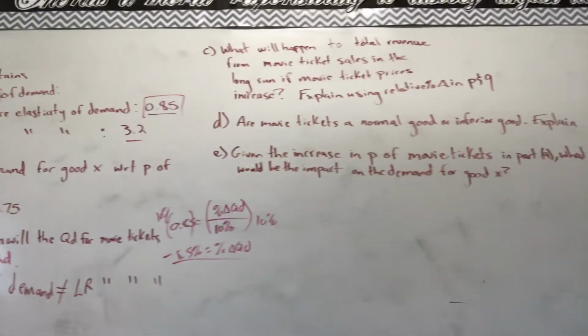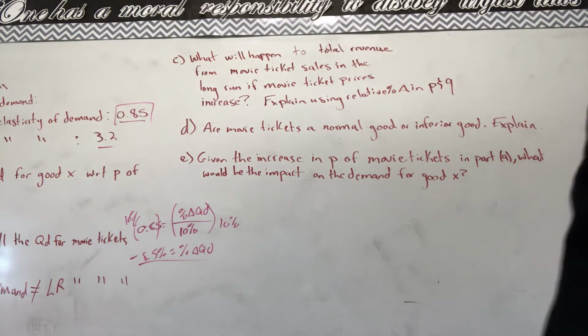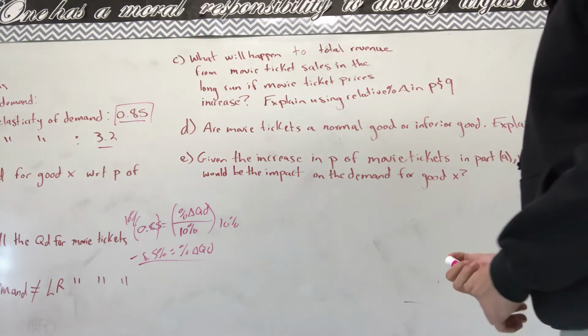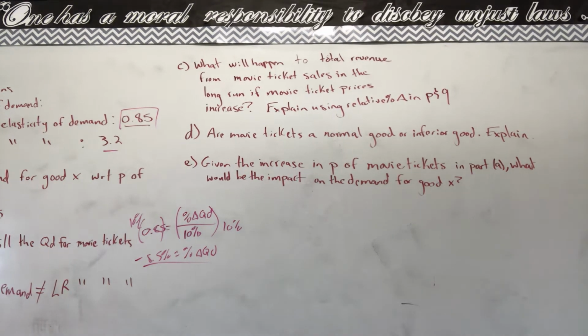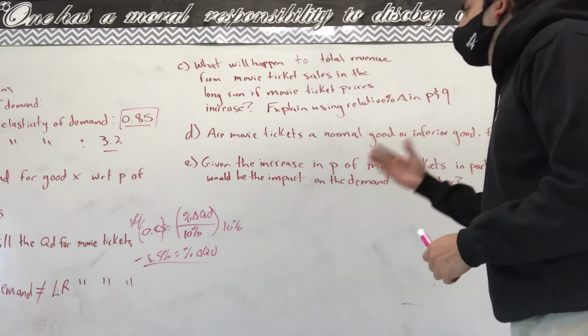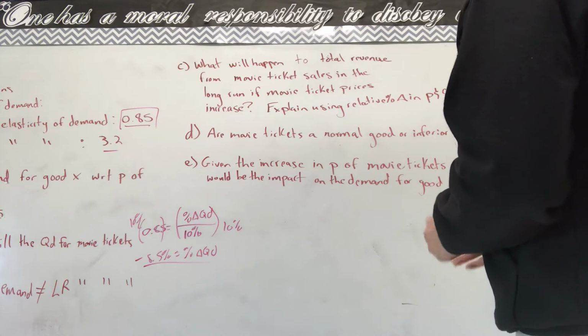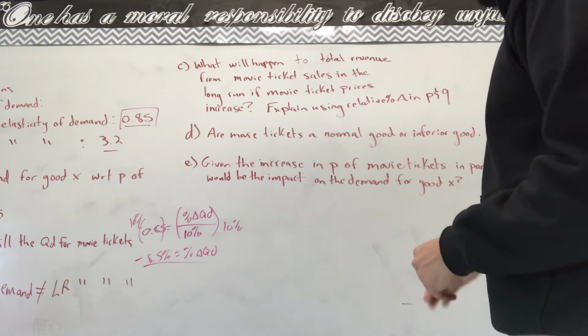And then for C, it says, what will happen to total revenue for movie ticket sales in the long run if movie ticket prices increase? Well, we've talked about this too, right? Producers have an incentive to raise the price of more inelastic goods and make more revenue. And we can see right here that 3.2 is reflective of a very elastic demand curve. So if you increase the price, your revenue is going to fall, right?